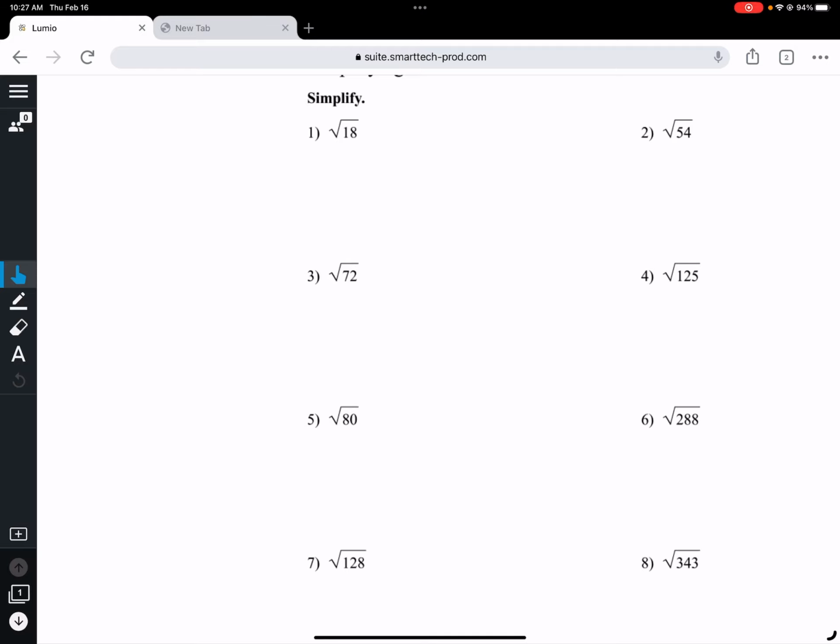So number one, radical 18. There are several factors that make up 18, but we want one that contains a perfect square so we can remove it. What would that be? Look at you, already got the answer. We're going to start with 9 times 2. And then what's removed? The 9. It comes out as what number? 3. The 2 is not a perfect square, so it stays underneath. That's your final answer.